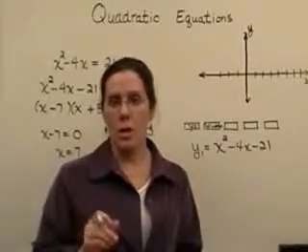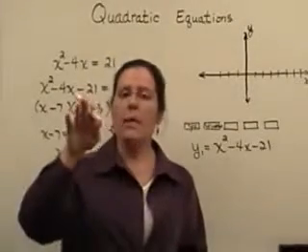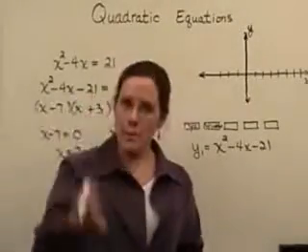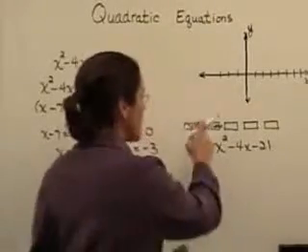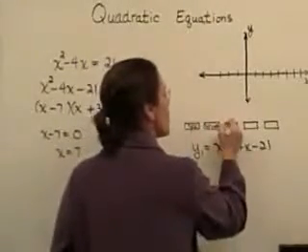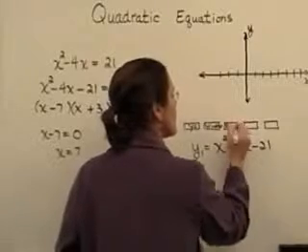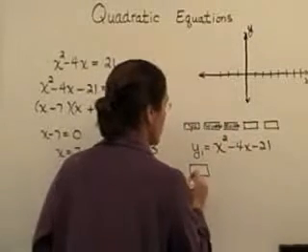A quadratic equation is always going to be in the form of a U shape. It's either going to open up or it's going to be upside down. So you've got to get an appropriate window. Please remember that one way to get a standard viewing window is to hit the zoom key right now.